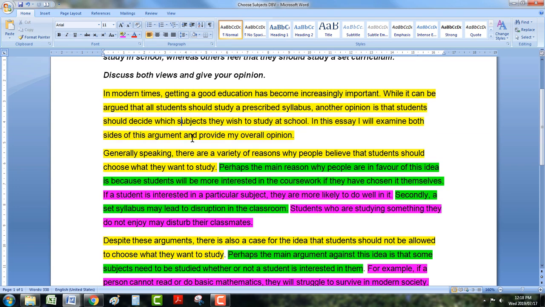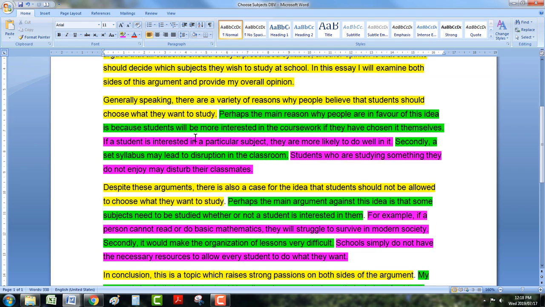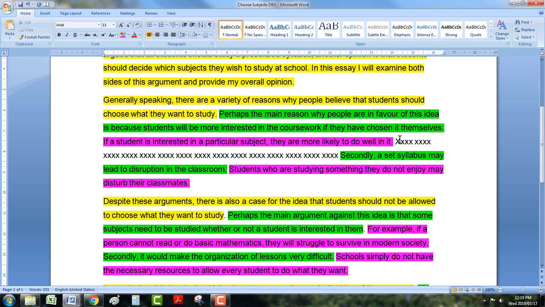But now we want to develop. And so where do you develop? And this is where you want to push your task response up higher. And you do it by developing this stuff even more. So you're going to put another sentence in there. I've just used XXX to represent a sentence. So you're going to have another sentence and develop this idea in the green and develop it even more. So that also becomes band 7 material.